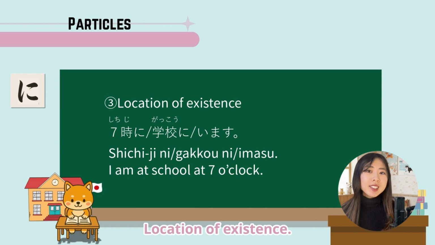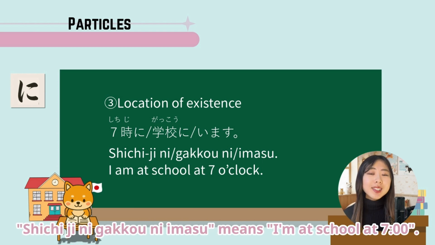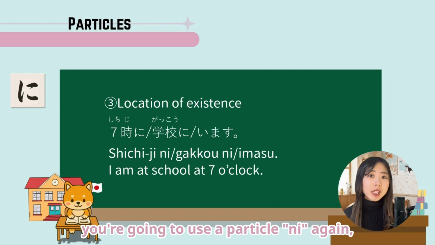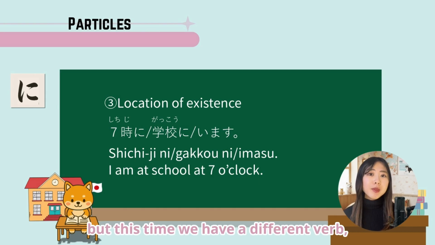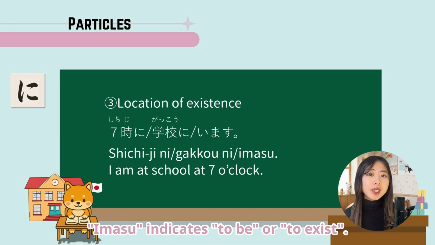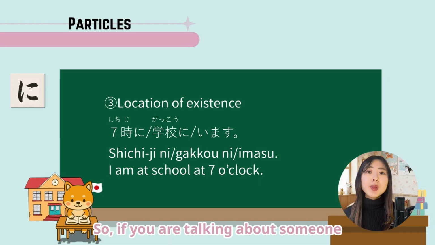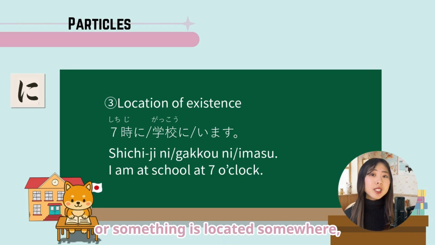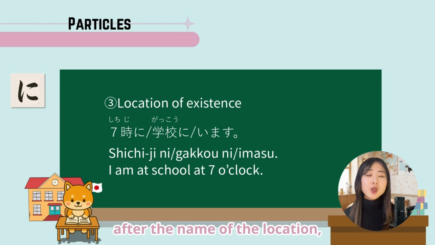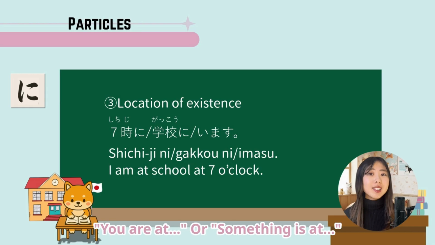Location of existence. 7時に学校にいます means I'm at school at 7. So here, after 学校, you're going to use the particle ni again, but this time we have a different verb, which is います. います indicates to be or to exist. So if you're talking about someone being located somewhere or something being located somewhere, you're going to use the particle ni after the name of the location you are at or something is at.